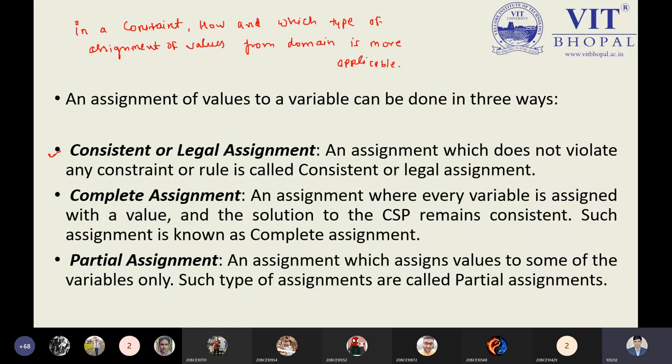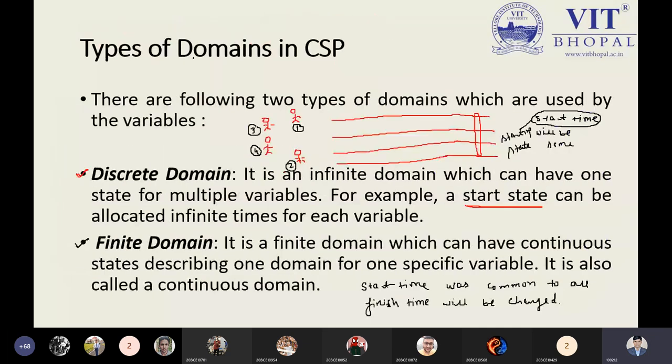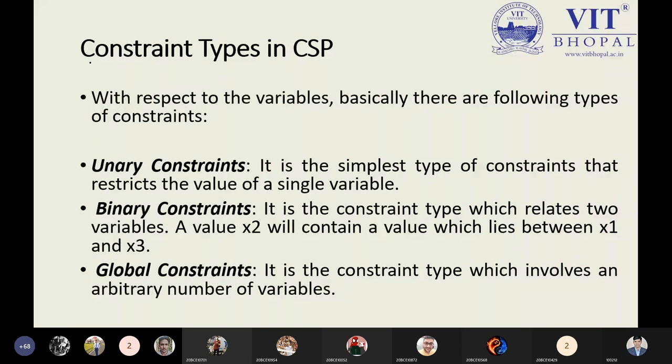Consistent or legal assignment, that is the reason I have explained this term. So here we have seen the variables part. We have discussed the types of domains. We also covered the constraint. These are the basics we have seen.